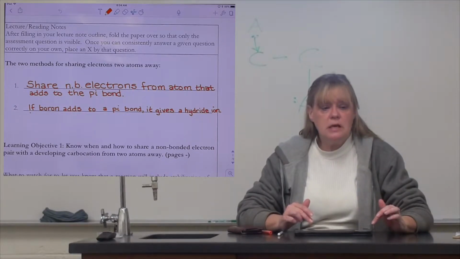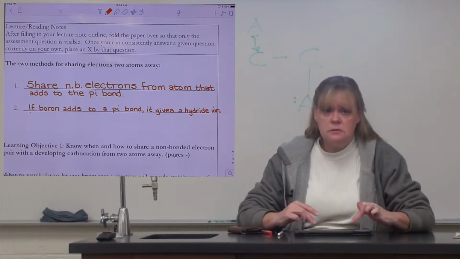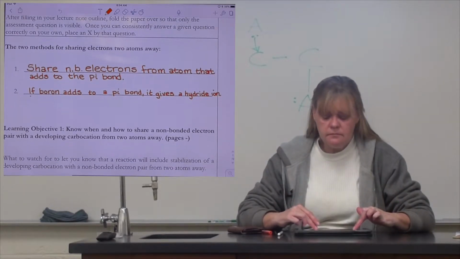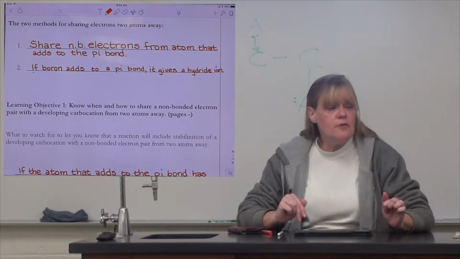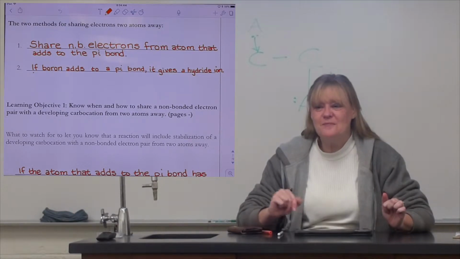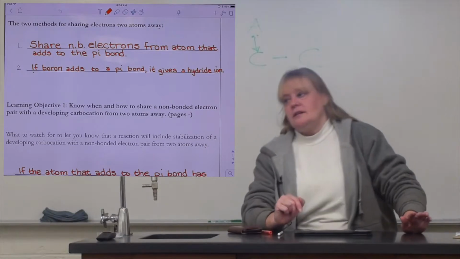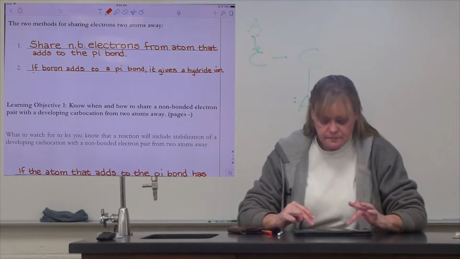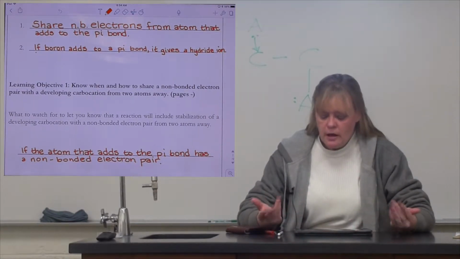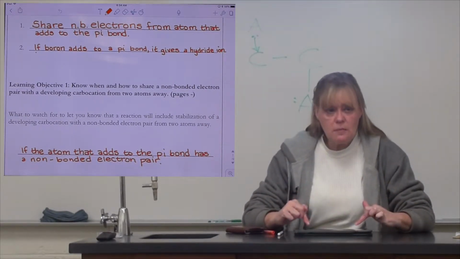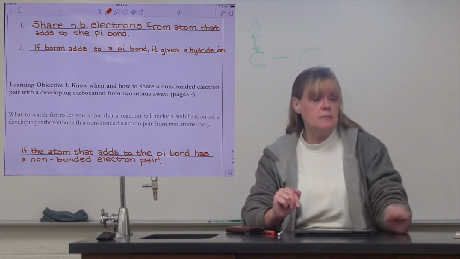And please let me know if the writing is ever too small for you to see. I guess as we're going along, I'm finding out where I want some more answer blanks. Okay, so know when and how to share a non-bonded electron pair with a developing carbocation. You do that if the atom that's adding the pi bond has a non-bonded electron pair.